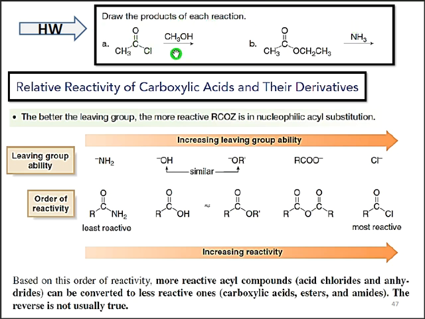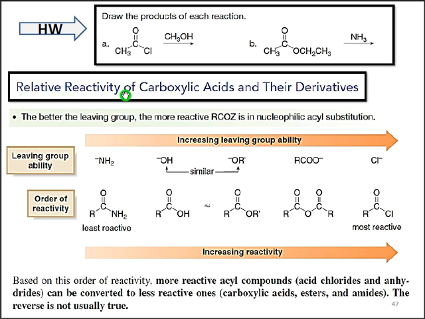Now the homework here: draw the products of each reaction. Just replace the halogen with the CH3O, and you have HCl as a side product. And the product here, that means the product will be an ester. And look at the reactant, you have an ester compound, and the product will be an amide compound with ethanol as a side product. Then try to write the structures of the products here and here.